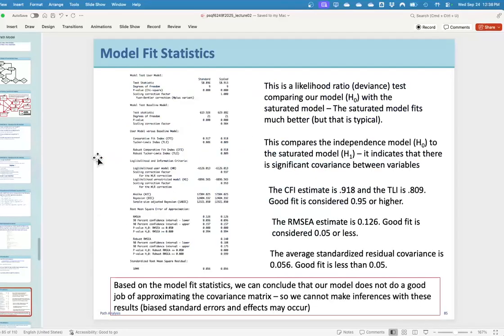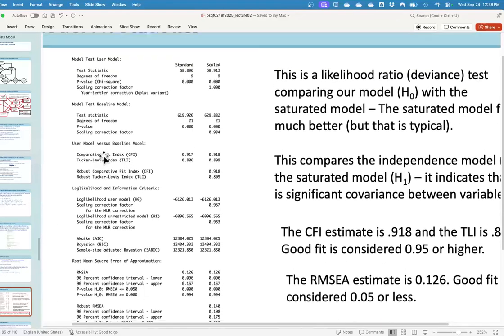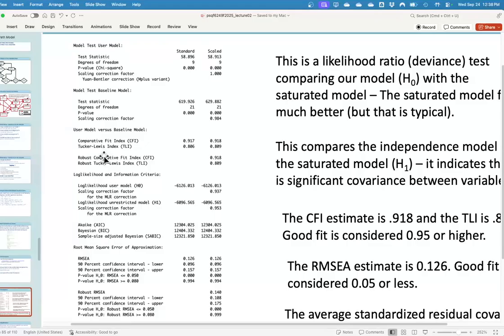Okay. So we went through, and we saw that the model fit for our model wasn't ideal, right? We fit the model. We saw model fit. We had a CFI estimate of 0.918. Again, this is the scaled column. Sorry for the size of the font, but 0.918 right here.